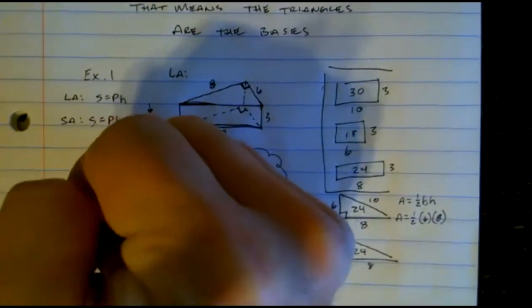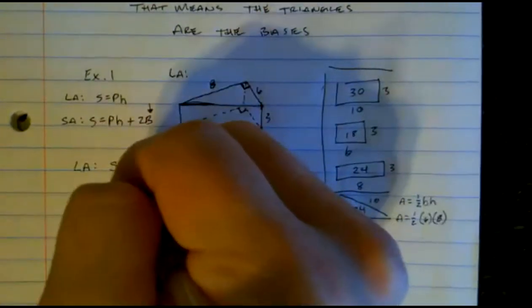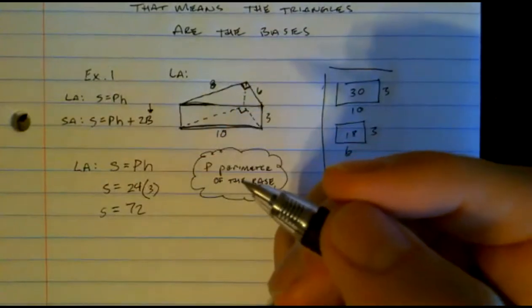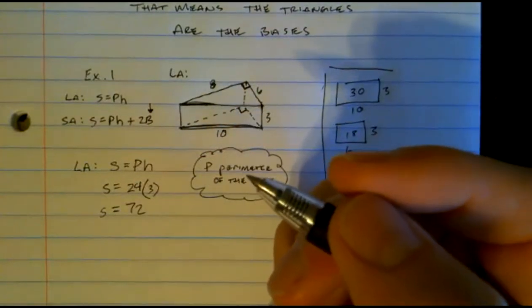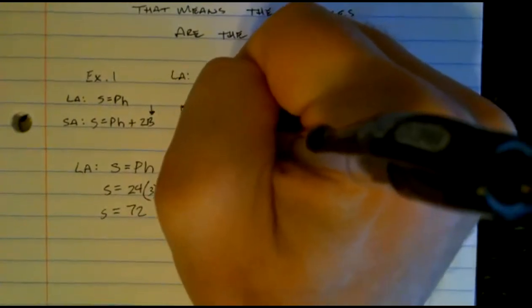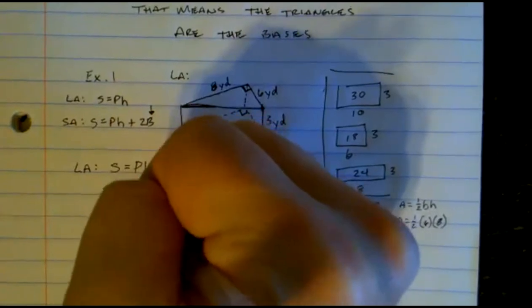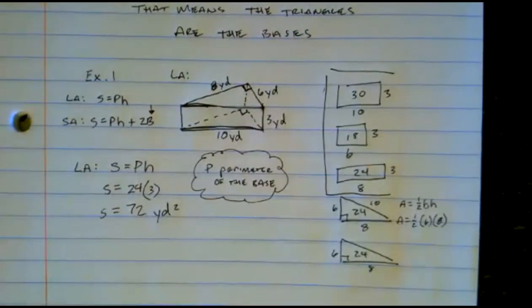So that's a 3, and we simply go 24 times 3 is 72. And we're talking about units right here, so let's throw some units at it. Let's just go with yards. Why not? This can be a big, big, big triangular prism. So that's all yards, and this would be 72 yards squared. That's our lateral area.